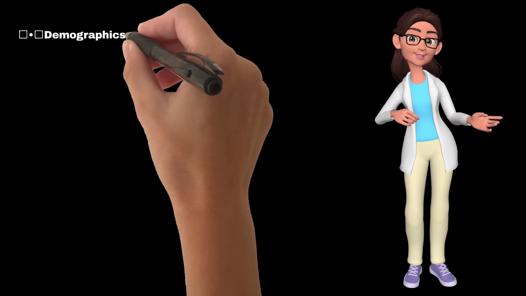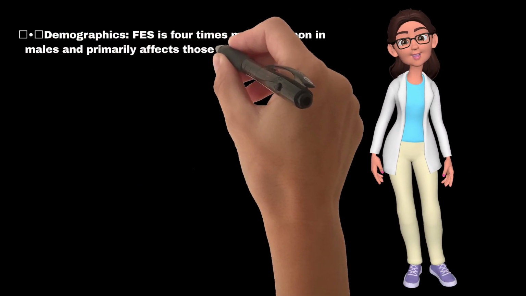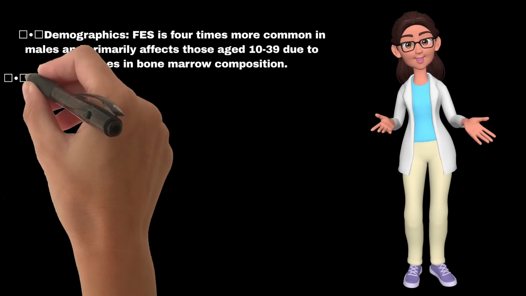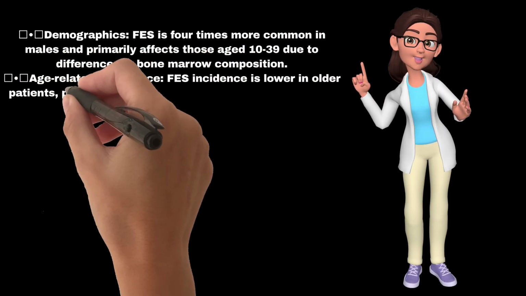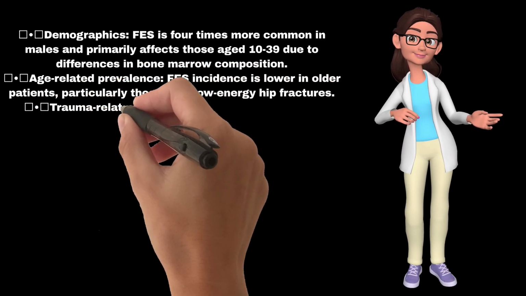The risk factors. Demographics: FES is 4 times more common in males and primarily affects those aged 10 to 39 due to differences in bone marrow composition. Age-related prevalence: FES incidence is lower in older patients, particularly those with low-energy hip fractures.